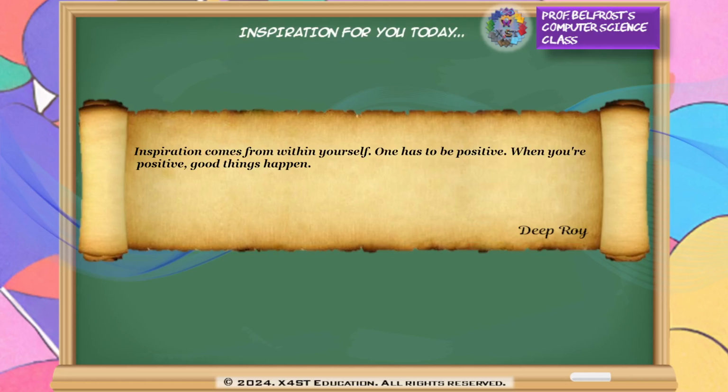Okay. So here's a little quote for you today from Deep Roy. Inspiration comes from within yourself. One is to be positive, and when you are positive, good things will happen.